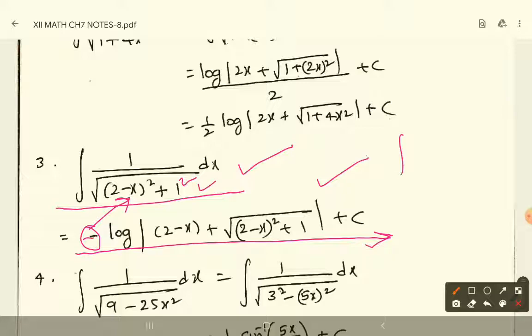That means here the formula applied is 1 by root over x square plus a square, the same as what I did in the previous one, into dx. The log modulus x plus root over x square plus a square formula.